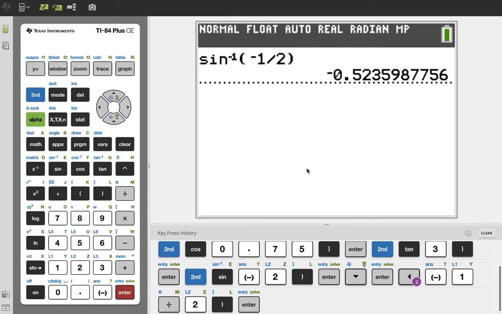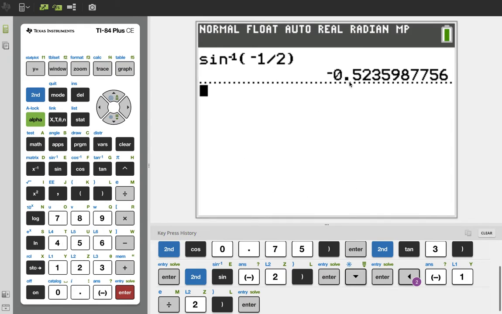we get -0.524. Now what angle do I plug into sine to get -1/2 out? Well, that's -pi/6. And so this is a good way to check your answers.